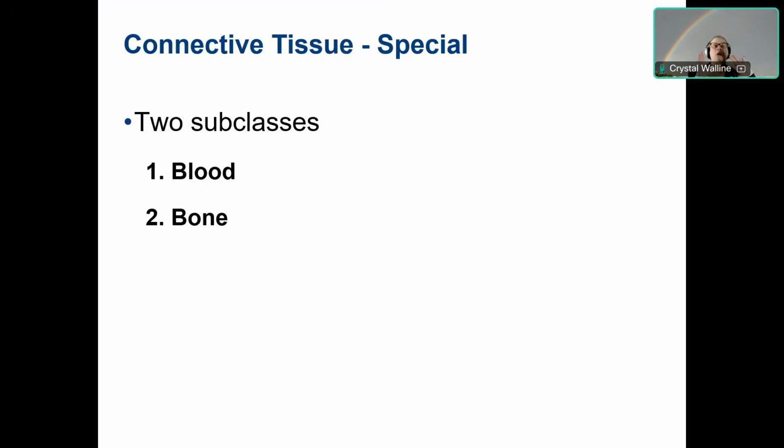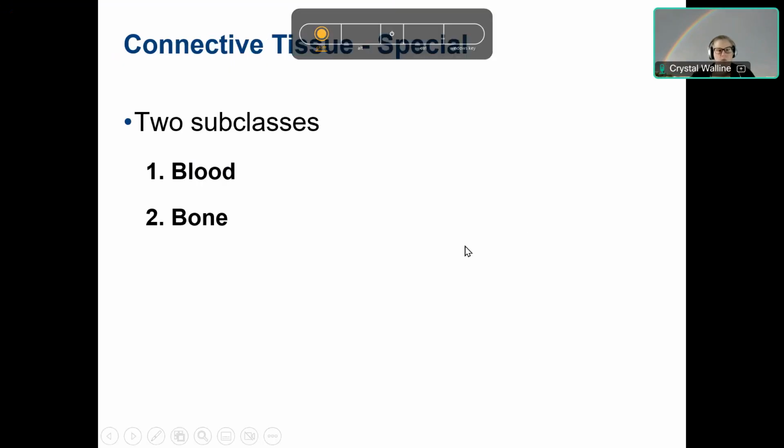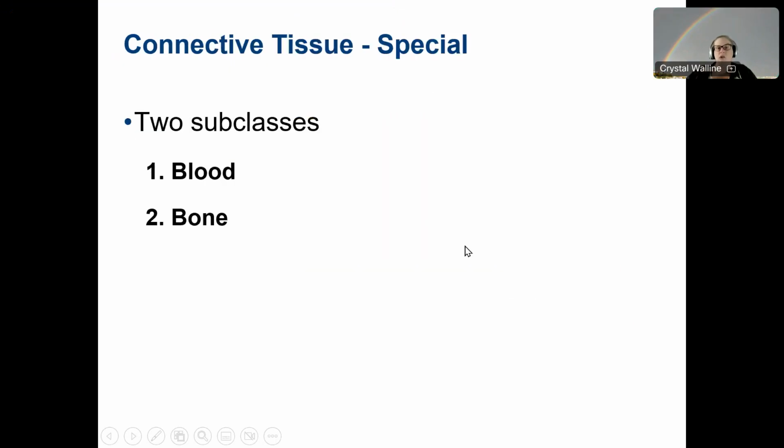So that's all of the connective tissues that we're going to cover for lab. But in lecture, you're going to be learning about the other connective tissues. So I'm just going to continue on and talk about those as well. Our second subclass of connective tissues is the special connective tissues. And within the special connective tissues, we have two different examples. We've got blood and bone.